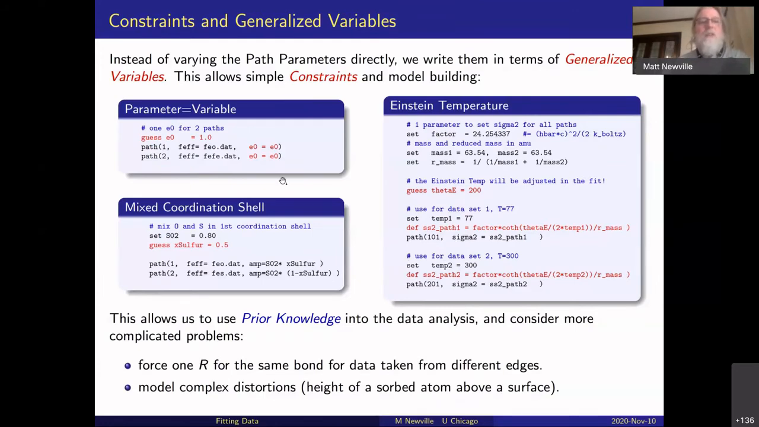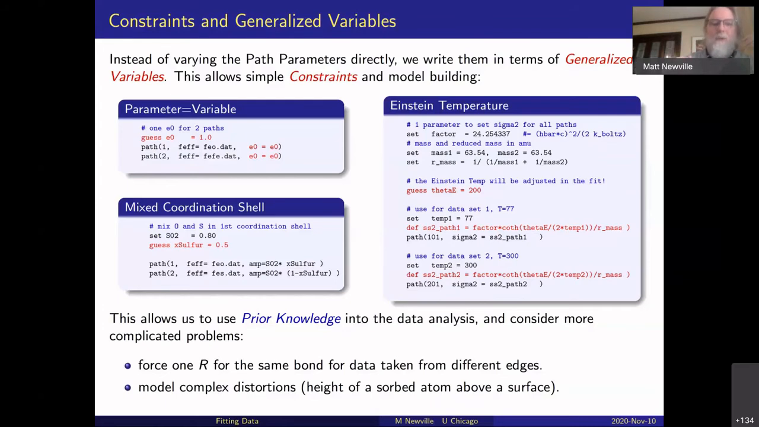So this use of constraints and generalized variables allows us to put some prior knowledge into the analysis and limit the number of parameters that are variable versus fixed in the model. It also allows us to alter the thinking about fitting the XAS, from just the XAS functions, R, N, and sigma squared, into thinking about your structure. So you could, for example, say that the question you're asking for a metal adsorbed onto a surface is the height above the surface.